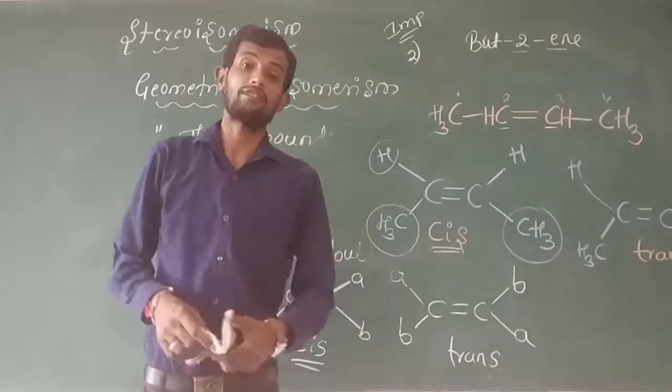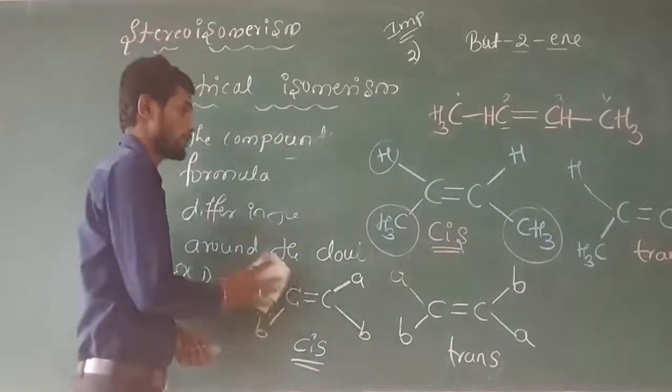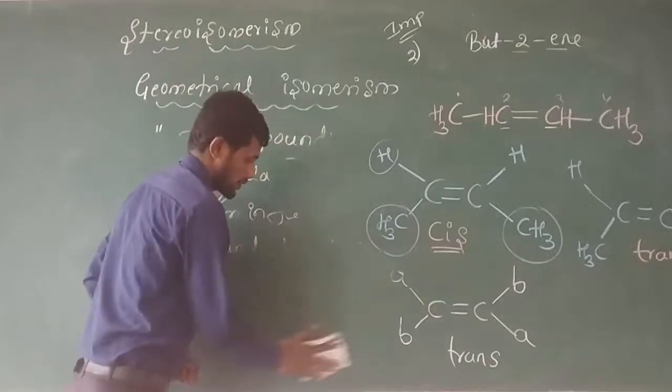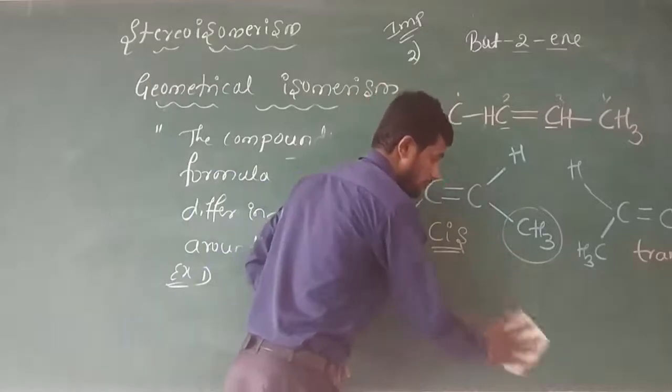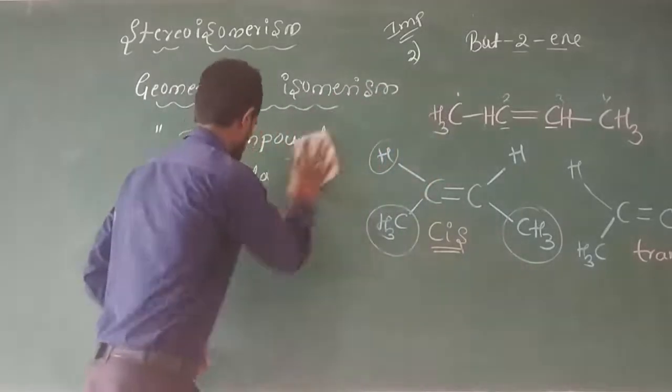Very important for a 2 marks question. The question appears like this: write the cis and trans form of but-2-ene. It is very important.